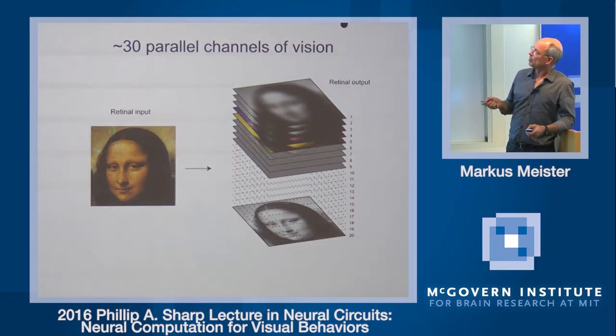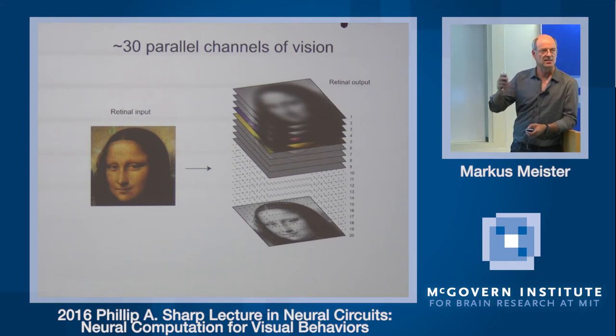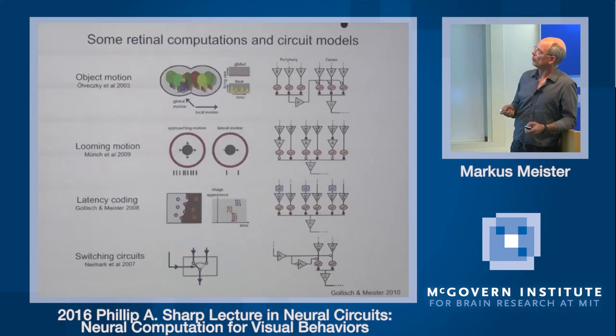So one can think about the retina as being something like 30 visual processors all in one circuit. It really processes the image in about 30 different ways and sends those onto the brain as population signals in the optic nerve. And in many of these cases, we understand what the neurons compute and even what the circuits are by which they do so. And here are a few examples.